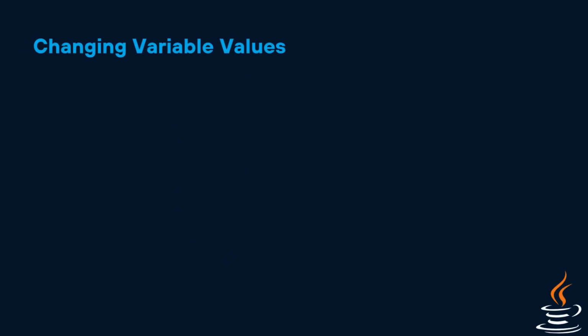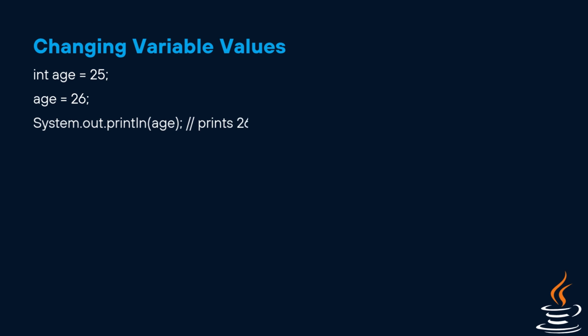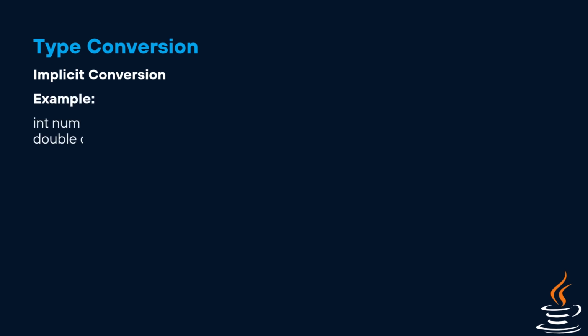Changing variable values. You can change the value stored in a variable anytime you want. int age = 25; age = 26; System.out.println(age). This prints 26. Type conversion. Sometimes you need to convert one type of data to another. Implicit conversion. Java can automatically convert smaller types to bigger types. For example, int num = 10; double d = num. Here int turns into double automatically.